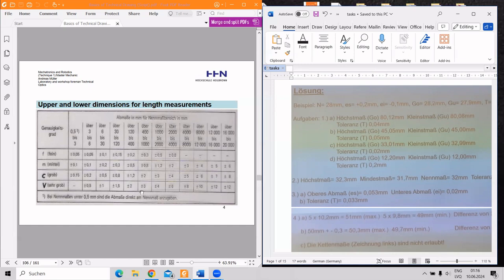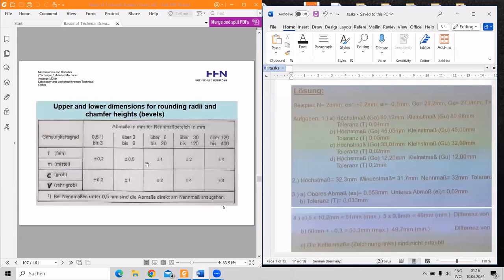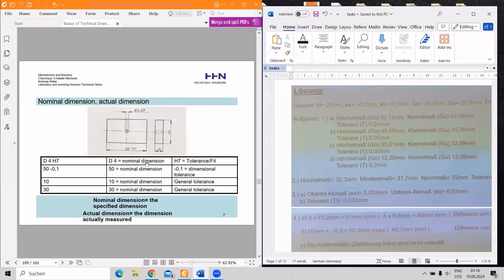Here's also a simplified table. In general, this value depends on the class and mainly on the part dimensions in millimeters. But again, this can be found in the table book. Here's also nominal dimension and actual dimension. So we'll have one task example about it.